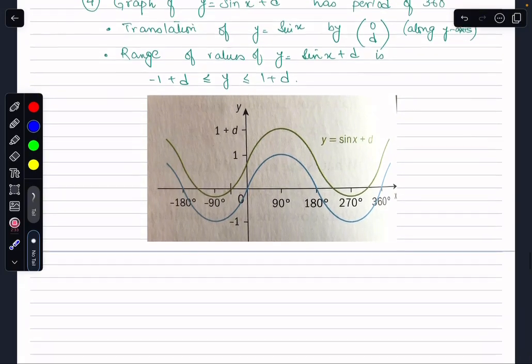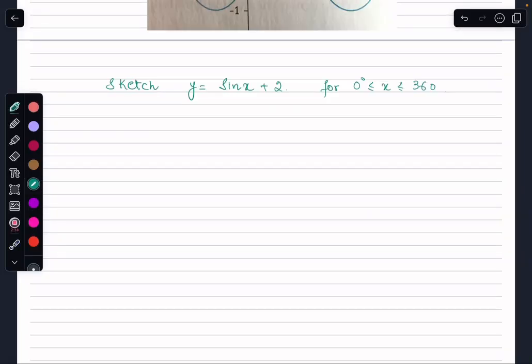So let's do an example. Let's sketch y equals sine of x plus 2 for 0 degrees lesser or equal to x lesser or equal to 360 degrees. So here I can see that a plus 2 has been added to the sine function. Therefore, it's a translation along the y-axis by a factor of 2, translation (0, 2).